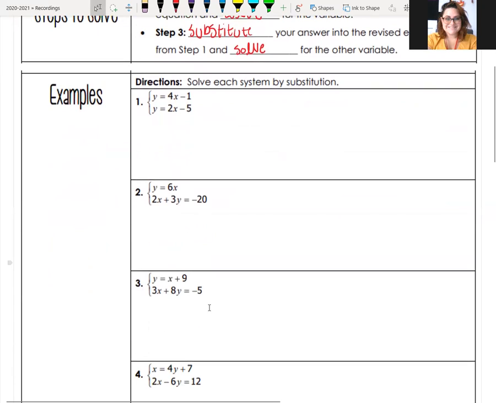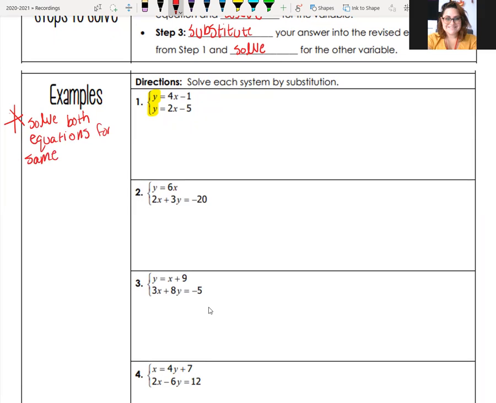Let's go ahead and talk about some examples. The first one, notice both of these are already solved for y. So over here, one way that I could do step one is to solve both equations for the same variable. When we do that, we can actually just set them equal to each other. Since both of these equal y, then technically they will equal each other.